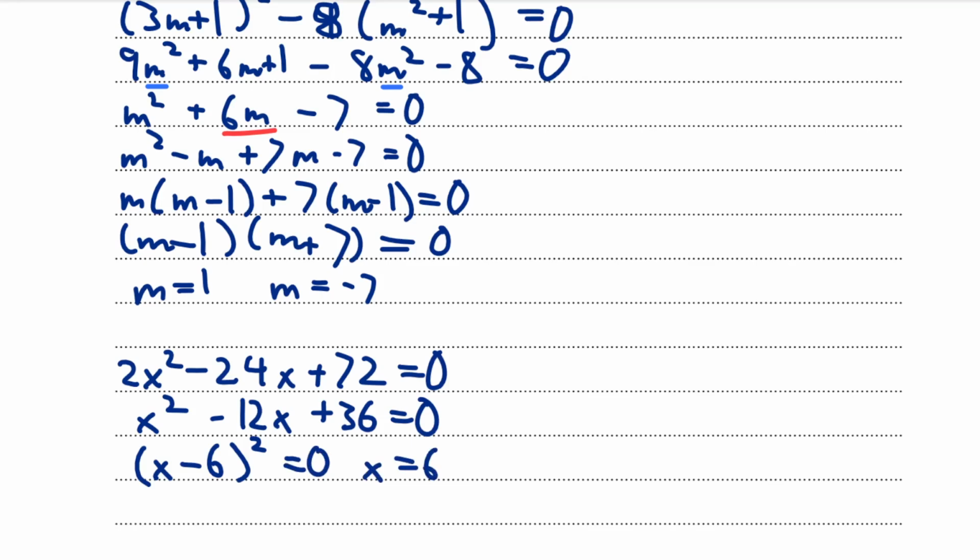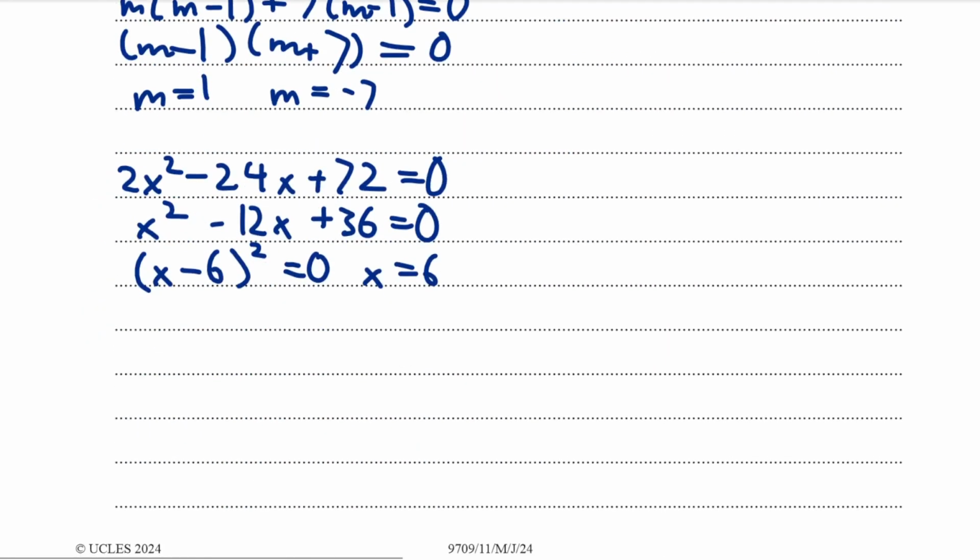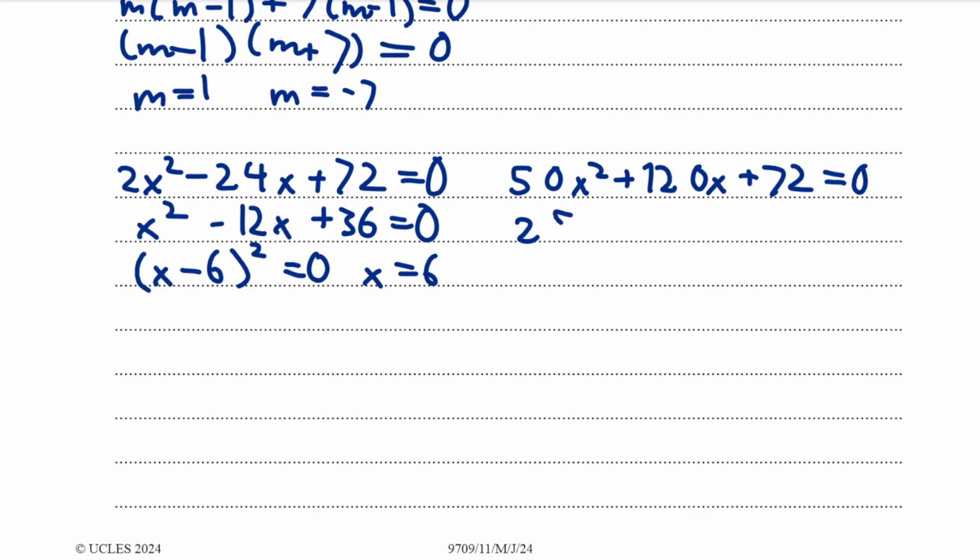On this side, we're going to substitute negative 7 into it, and eventually we should get 50x squared plus 120x plus 72 equals 0. Let's divide everything by 2, and we get 25x squared plus 60x plus 36 equals 0. And we can do this shortcut again, since we know that this is going to be a perfect square and there's only going to be one solution.